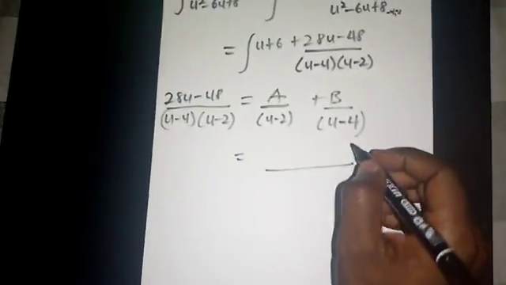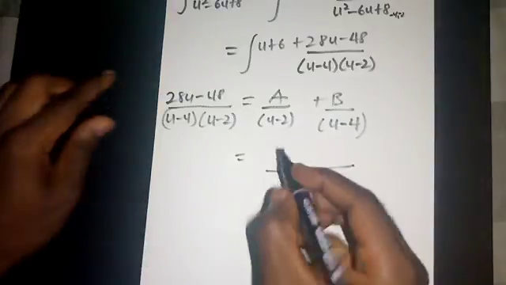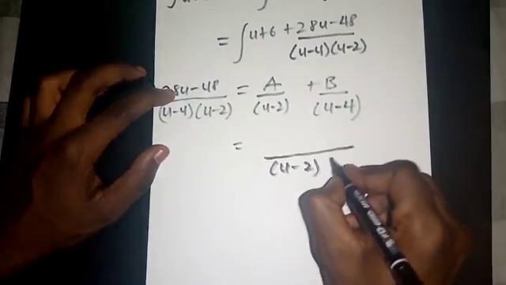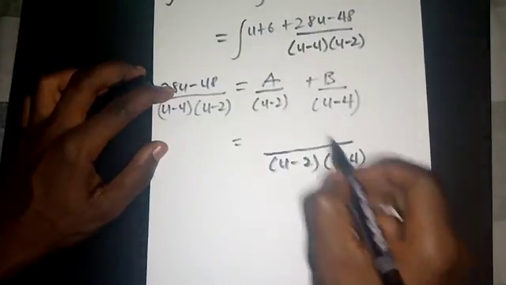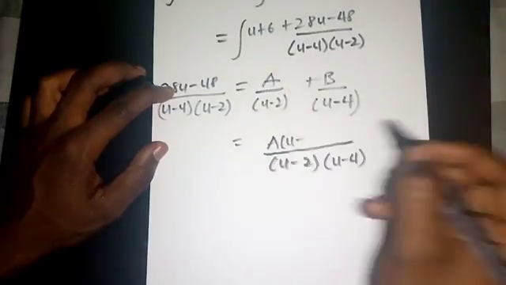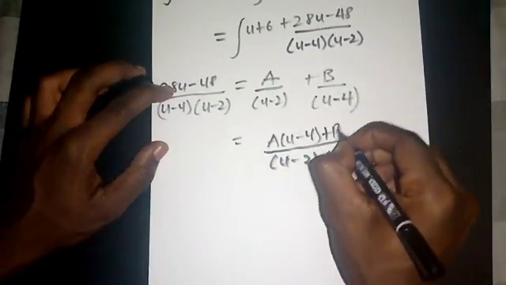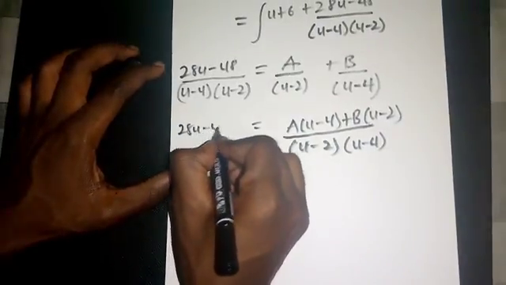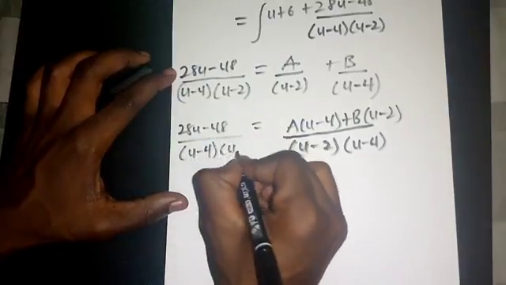So let's continue here. Let me change the pen. We have the whole of this, u minus 2 here, then u minus 4 here. Now this goes into that, you are left with this, so this multiplies A, which is u minus 4 here. This goes into that, we are left with this, then B multiplies u minus 2, then just equal to that. So we have 28u minus 48 all over u minus 4 then u minus 2.